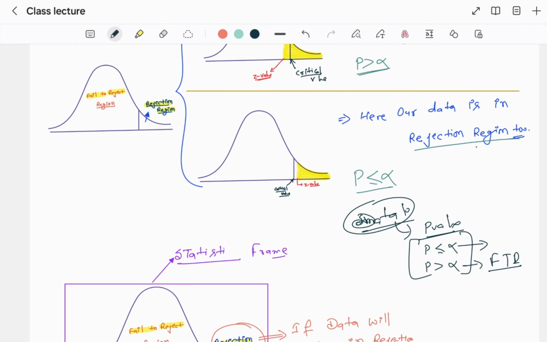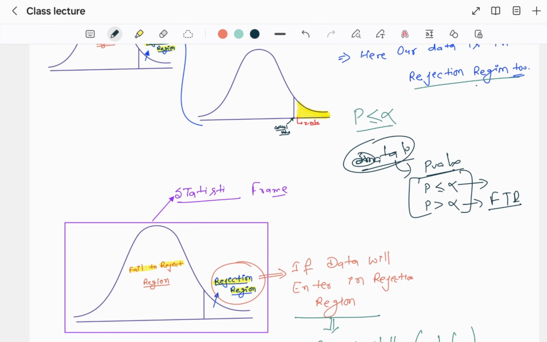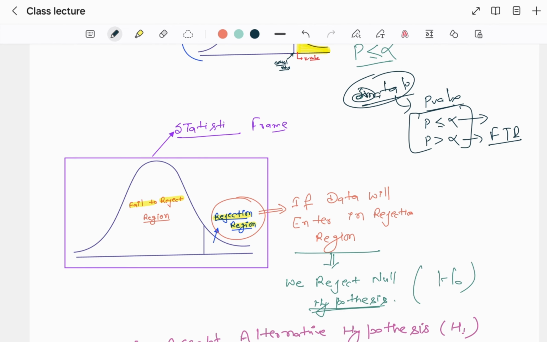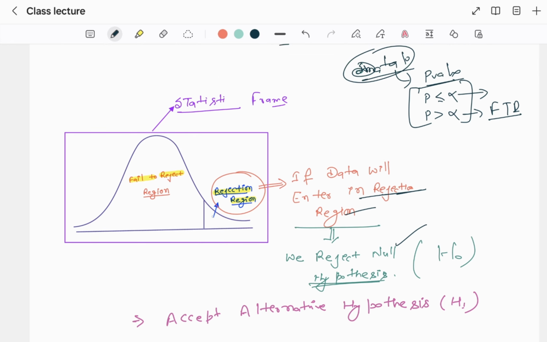Here comes the hypothesis part. What if our data is in the rejection region? Whatever our null hypothesis is, we will reject the null hypothesis. You are getting this? We will discuss what hypothesis testing is in another lecture, not here. So for now, understand this: if our data is in the rejection region, then we will reject the null hypothesis.